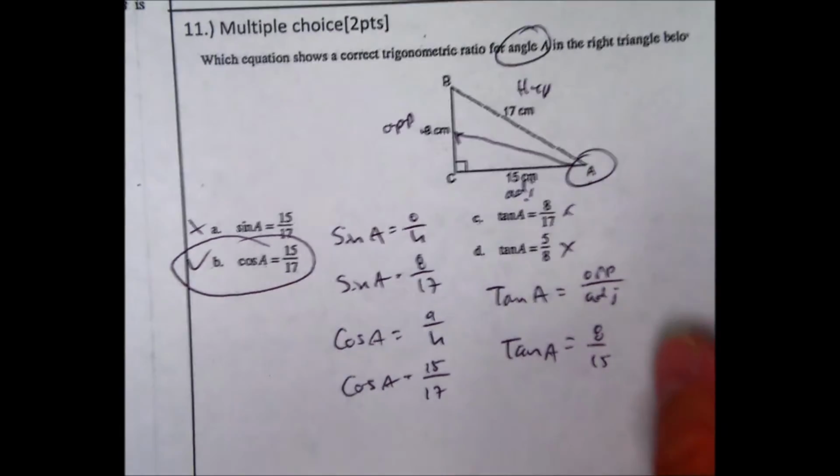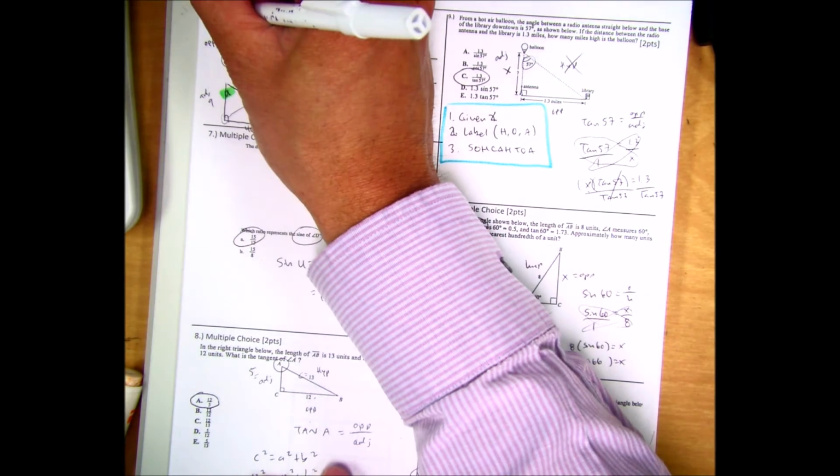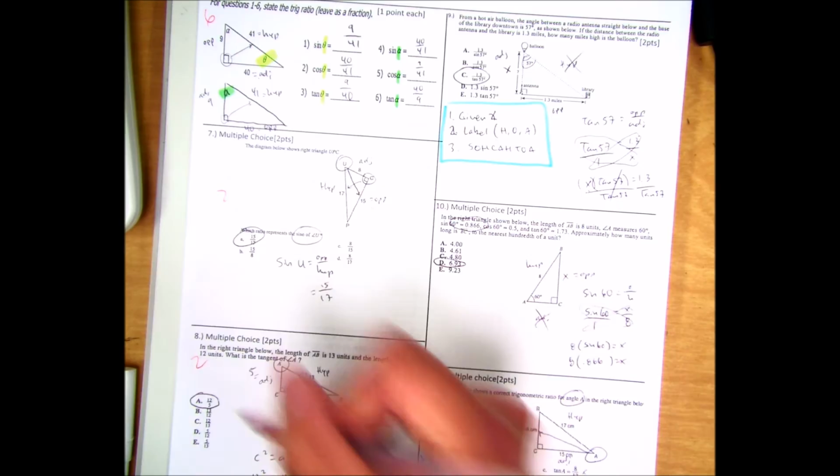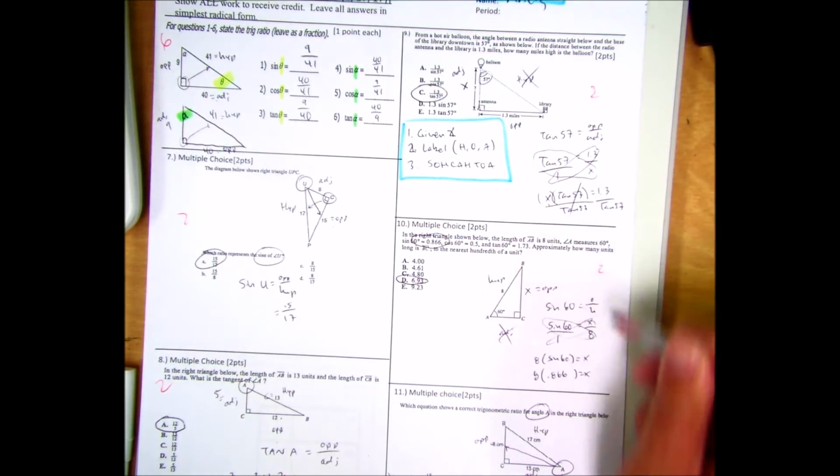So let's double check. 6 points here. 2, 2, 2, 2, 2. So that'll be 16 points for that page.